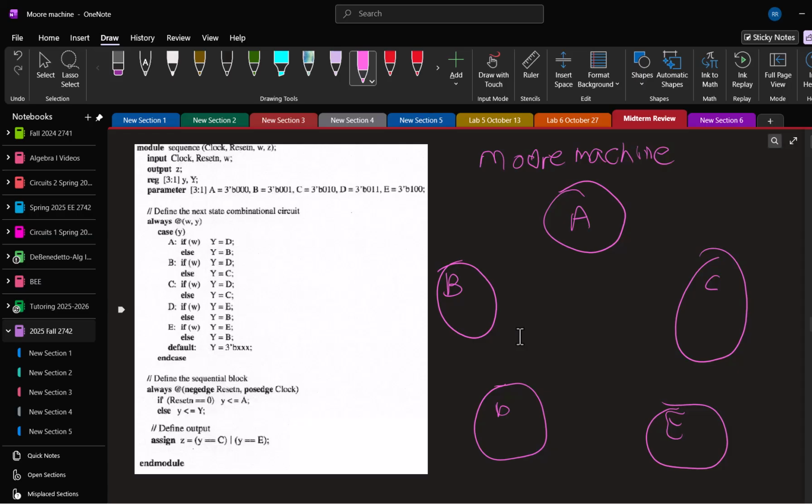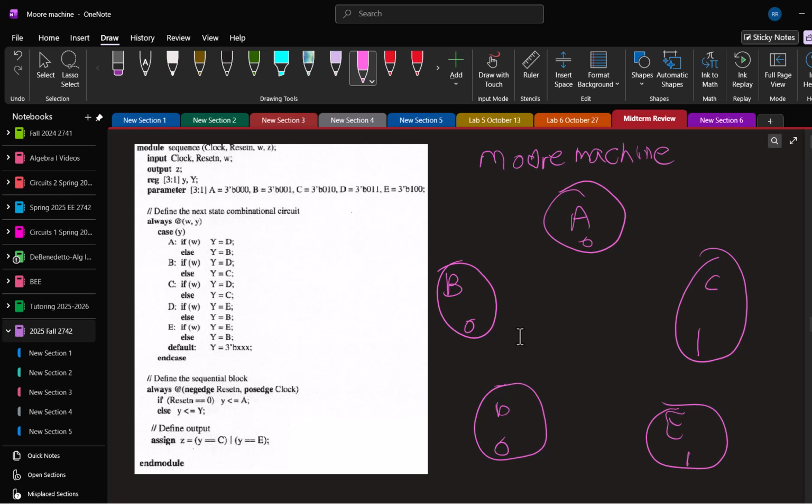I'm actually going to do this backwards. I'm going to look at my output, and I see that my output says Z equals Y equals C or Y equals E. Y equals C is 1 whenever your current state is C. And Y equals E is 1 whenever you're in current state E. So this is equivalent to saying Z equals 1 if you're in state C or E, and 0 if you're not in state C or E. So my output is 1 for C and E, and 0 on the others.